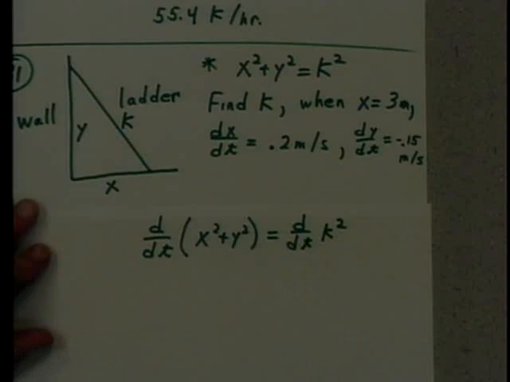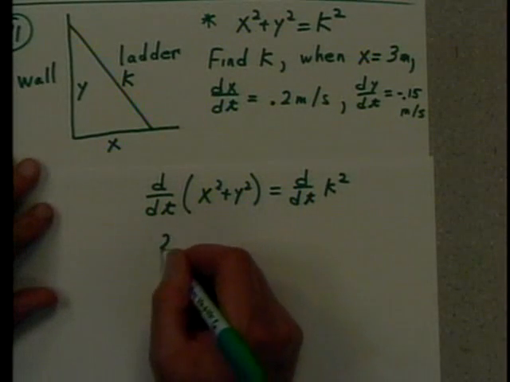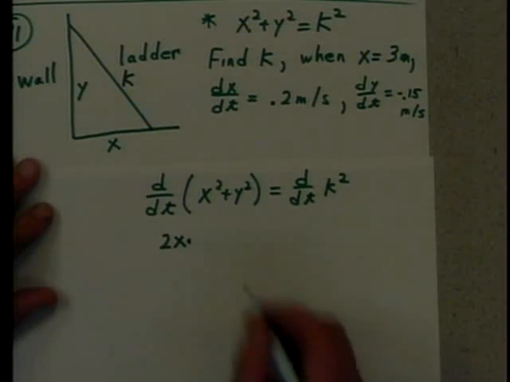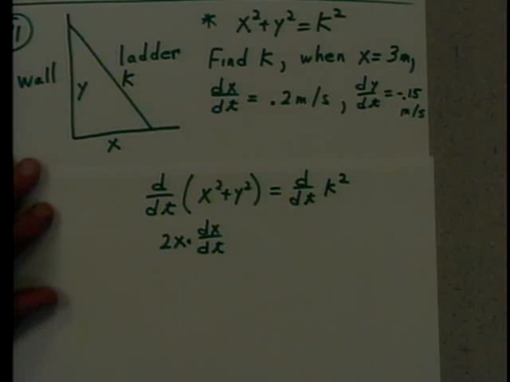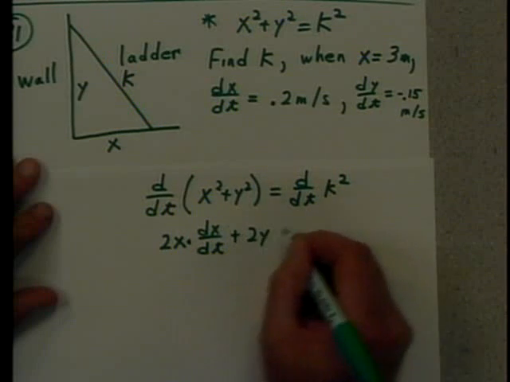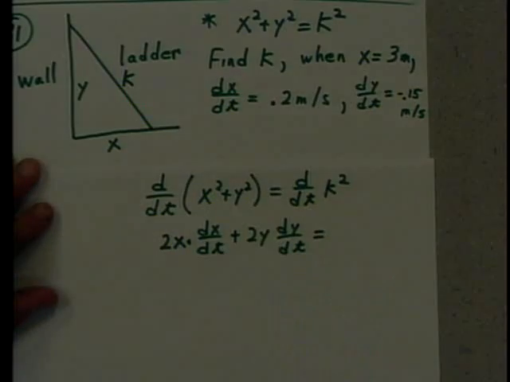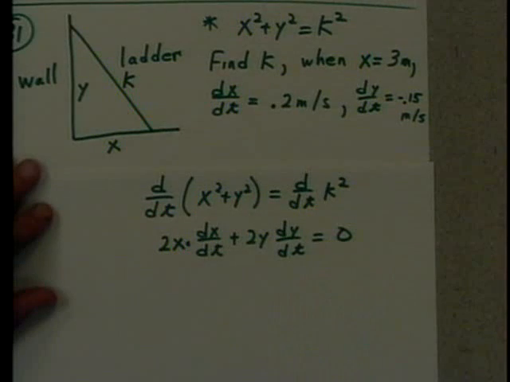Okay, what's the derivative of x squared with respect to t? Yeah, power rule, 2x, but then you've got to go what? Chain rule. You're probably fine with that now, right? Okay. And then it's 2y dy/dt. And here's the part I worry about, because k was a big zero there.